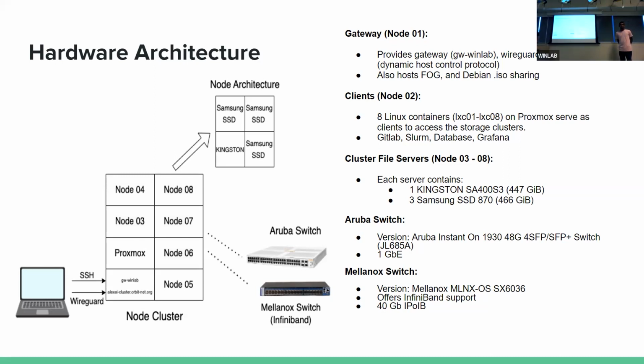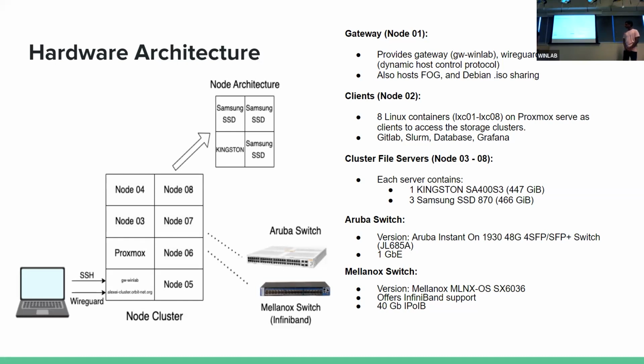Nodes 3 to 8 are available to be integrated into our file system. Each of these nodes contains 3 Samsung SSD hard disks, each with 446 gigabits, and 1 Kingston drive, which has 447 gigabits.